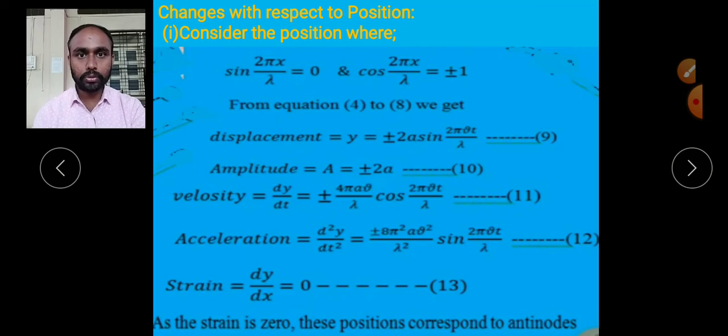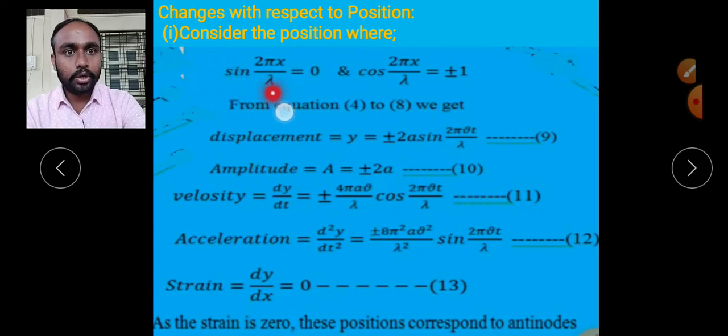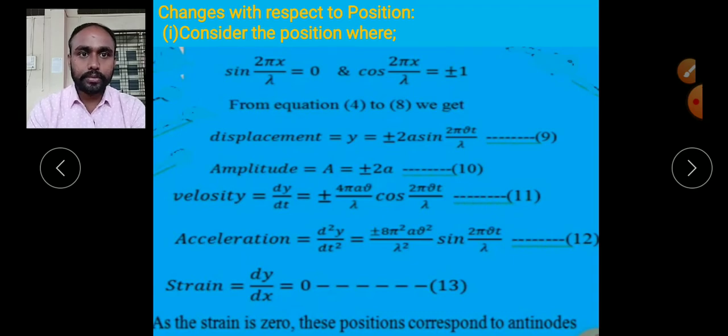Again, all these 4 equations, equations from 5 to 8. Changes with respect to position, we have to see in 2 different cases. First case, consider the position where sin 2 pi x by lambda is 0 and cos 2 pi x by lambda is equal to plus minus 1, because we know that the maximum value of sine and cosine is plus minus 1 and the minimum value is 0.